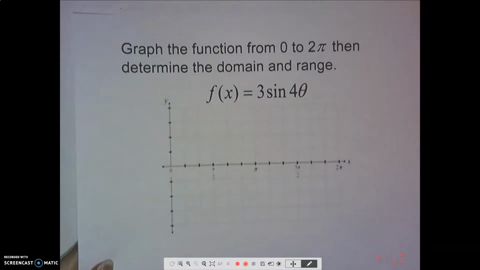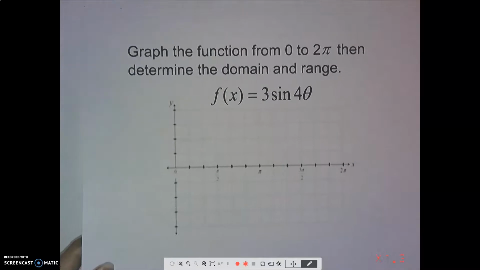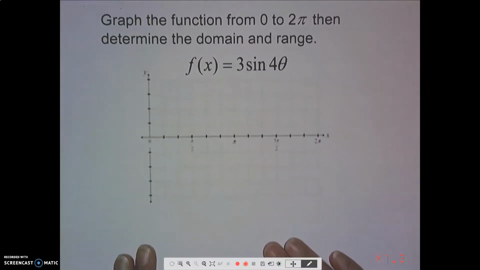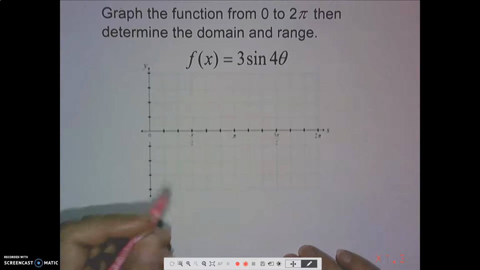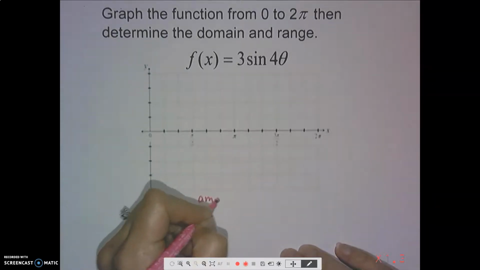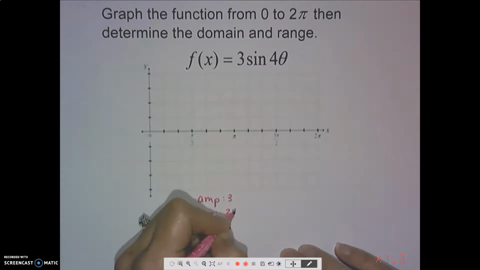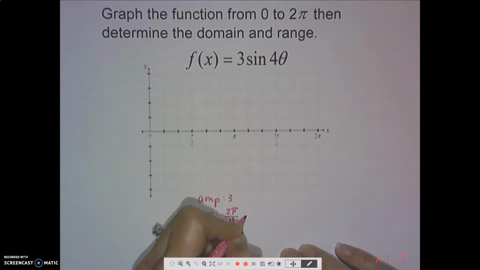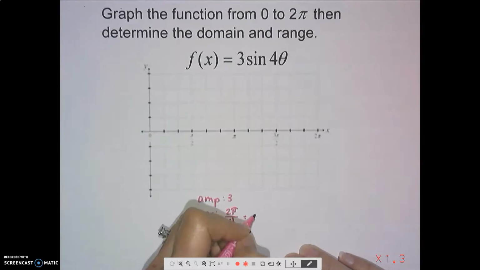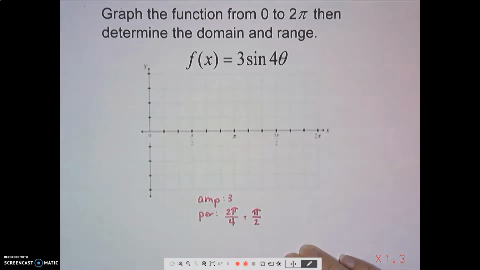All right, let's look at one more sine function here. So we have f of x equals 3 times the sine of 4 theta. So our amplitude here is 3. Our period is 2 pi divided by 4, since our b value is 4. So that means that by the time we make it to pi over 2, we need to be done with 1 sine curve.